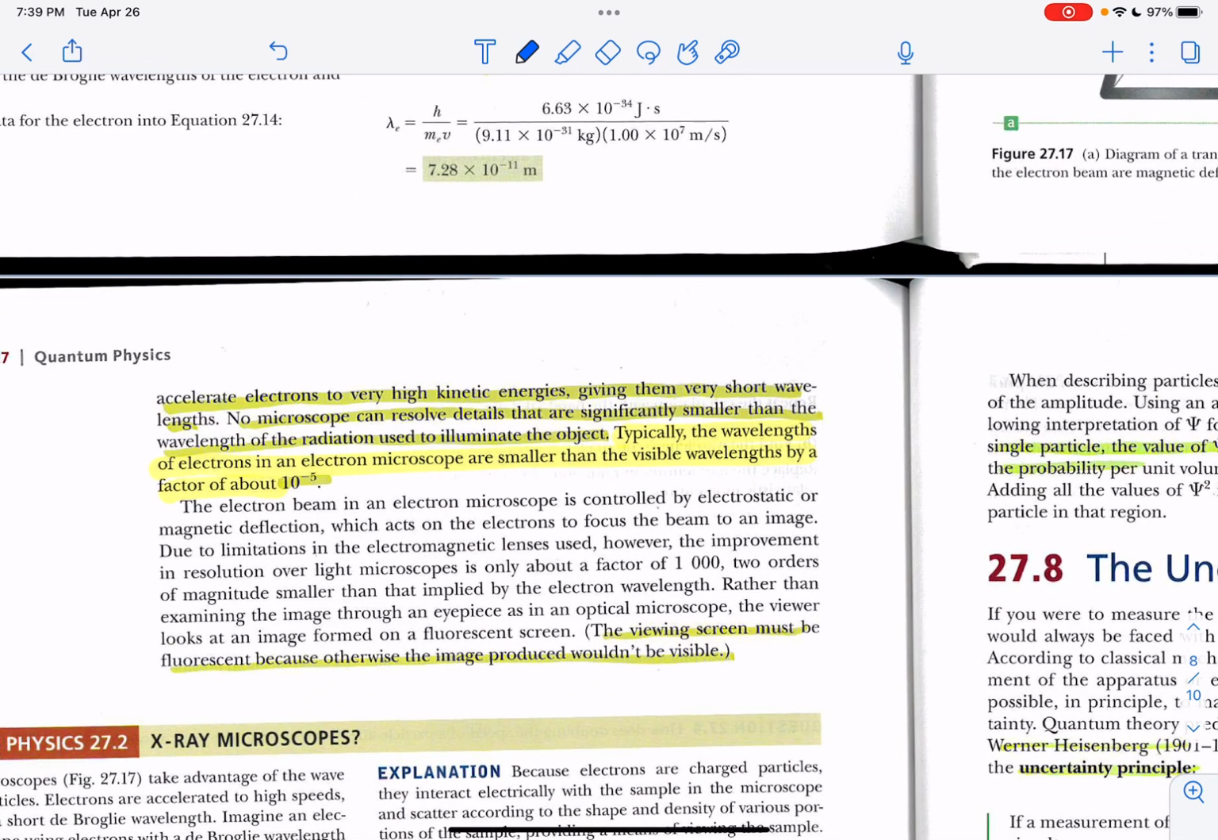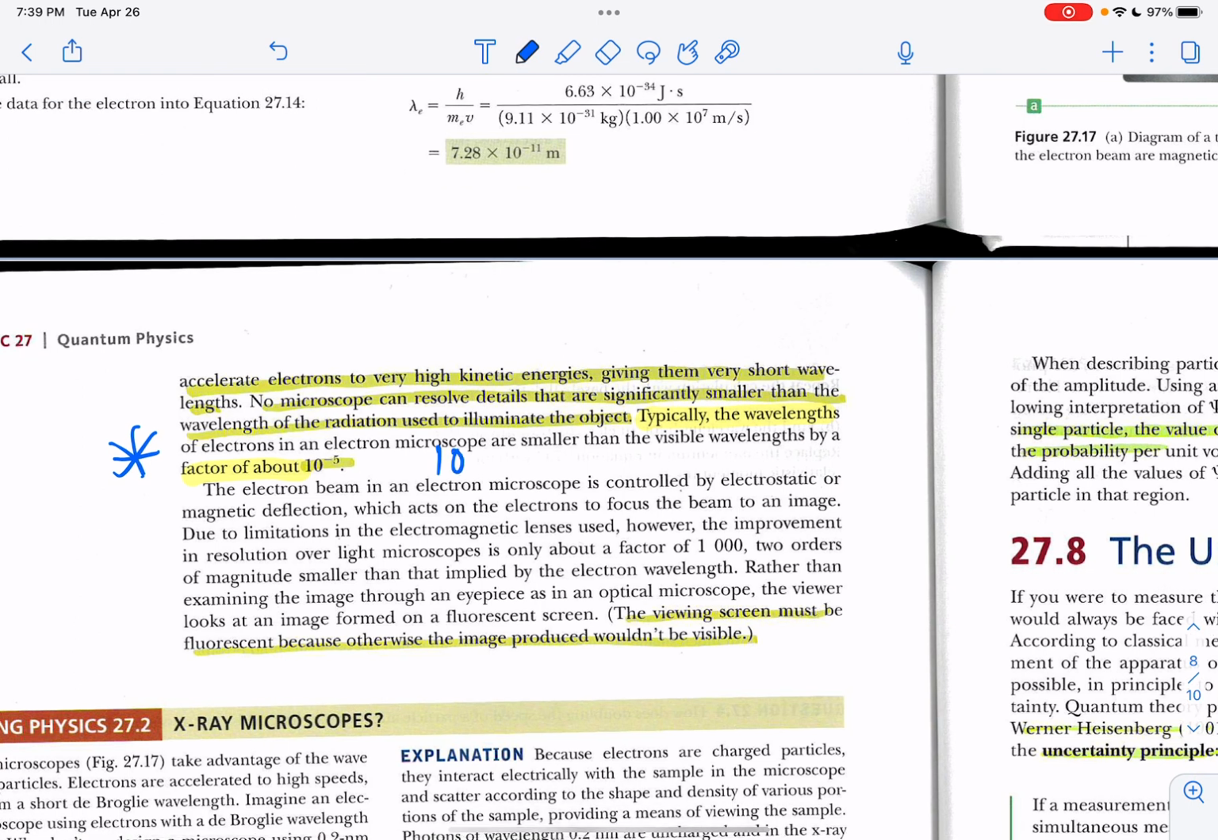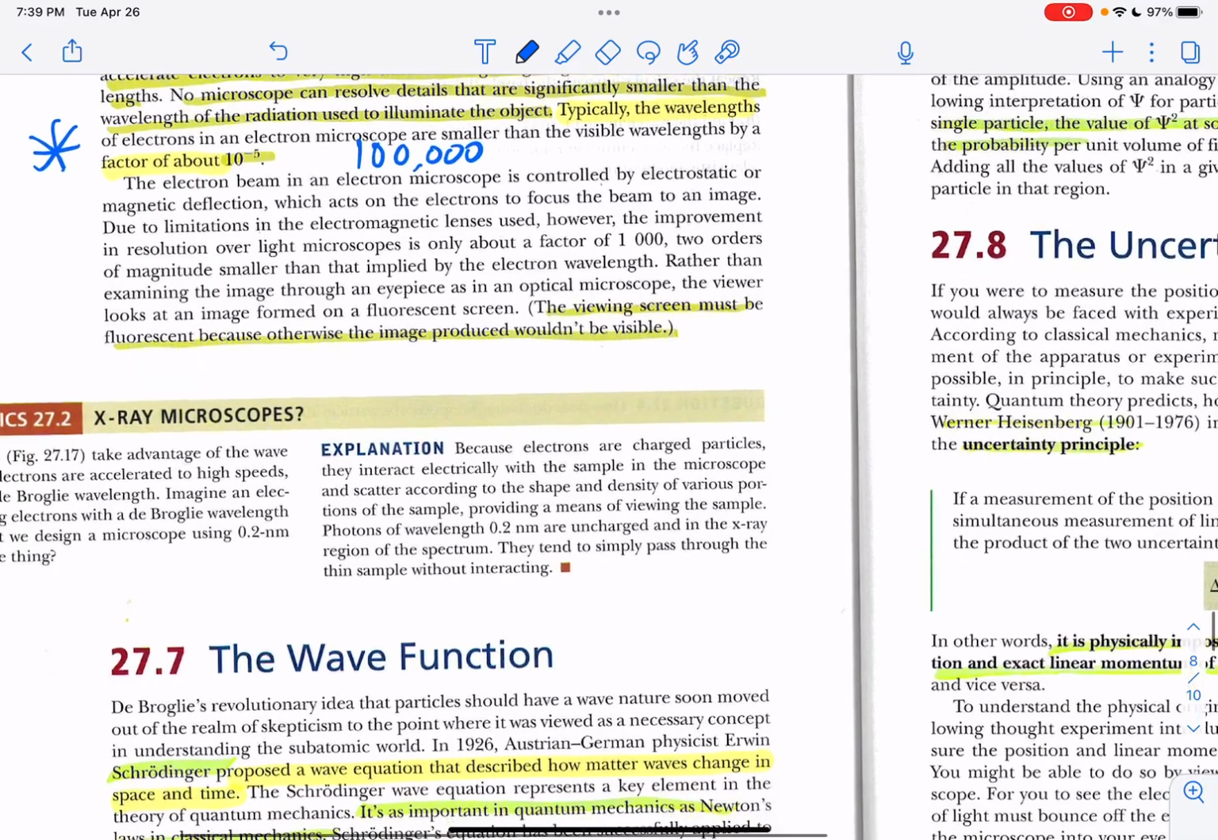And typically, wavelengths of electrons in an electron microscope are smaller than visible wavelengths by a factor of about 10,000. 10 to the minus fifth or 10,000 times smaller, so you can gain an advantage. I'm sorry, this is 100,000. Thank you. This is 100,000. And you can look at smaller and smaller things by using an electron microscope. And we have variations of that.